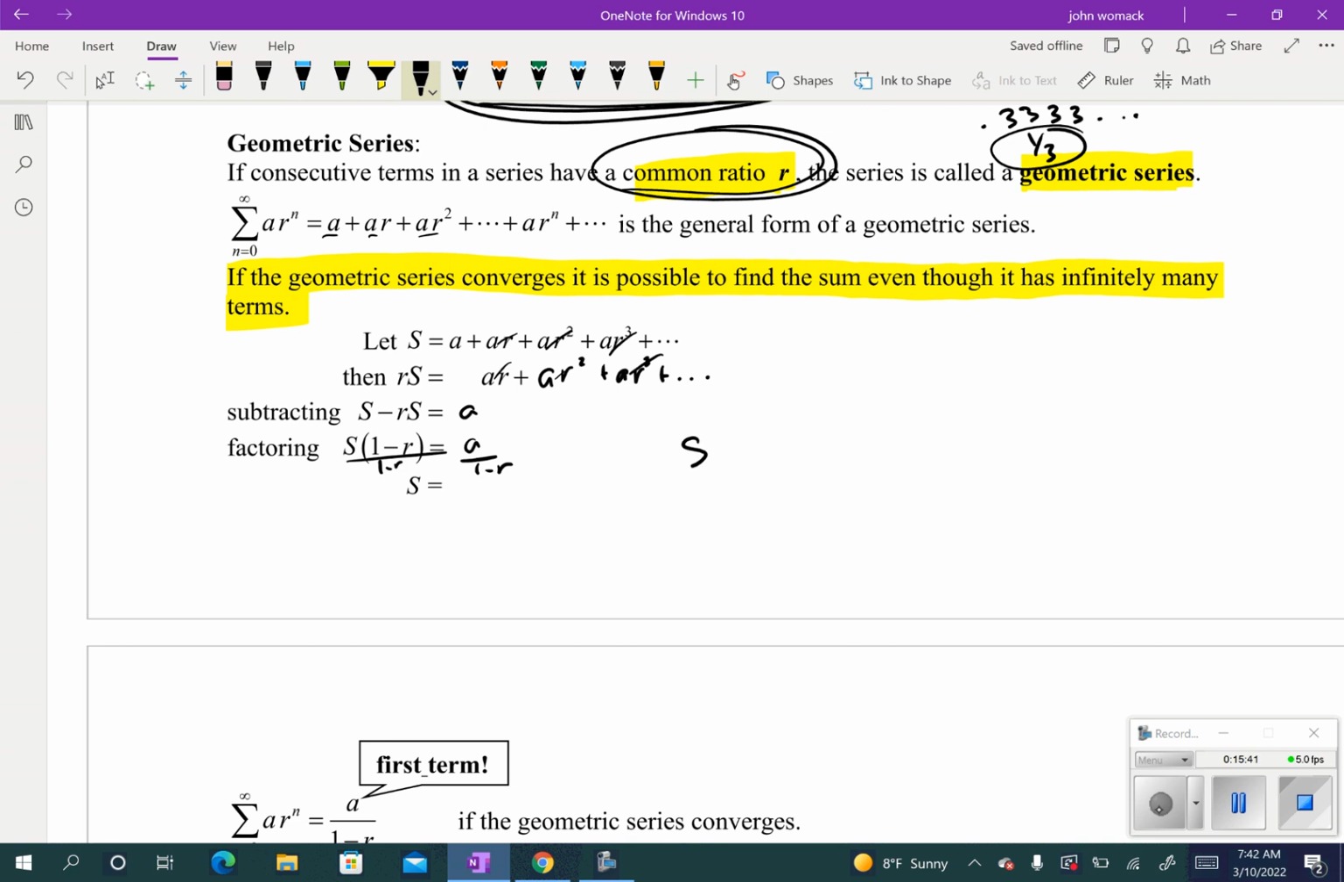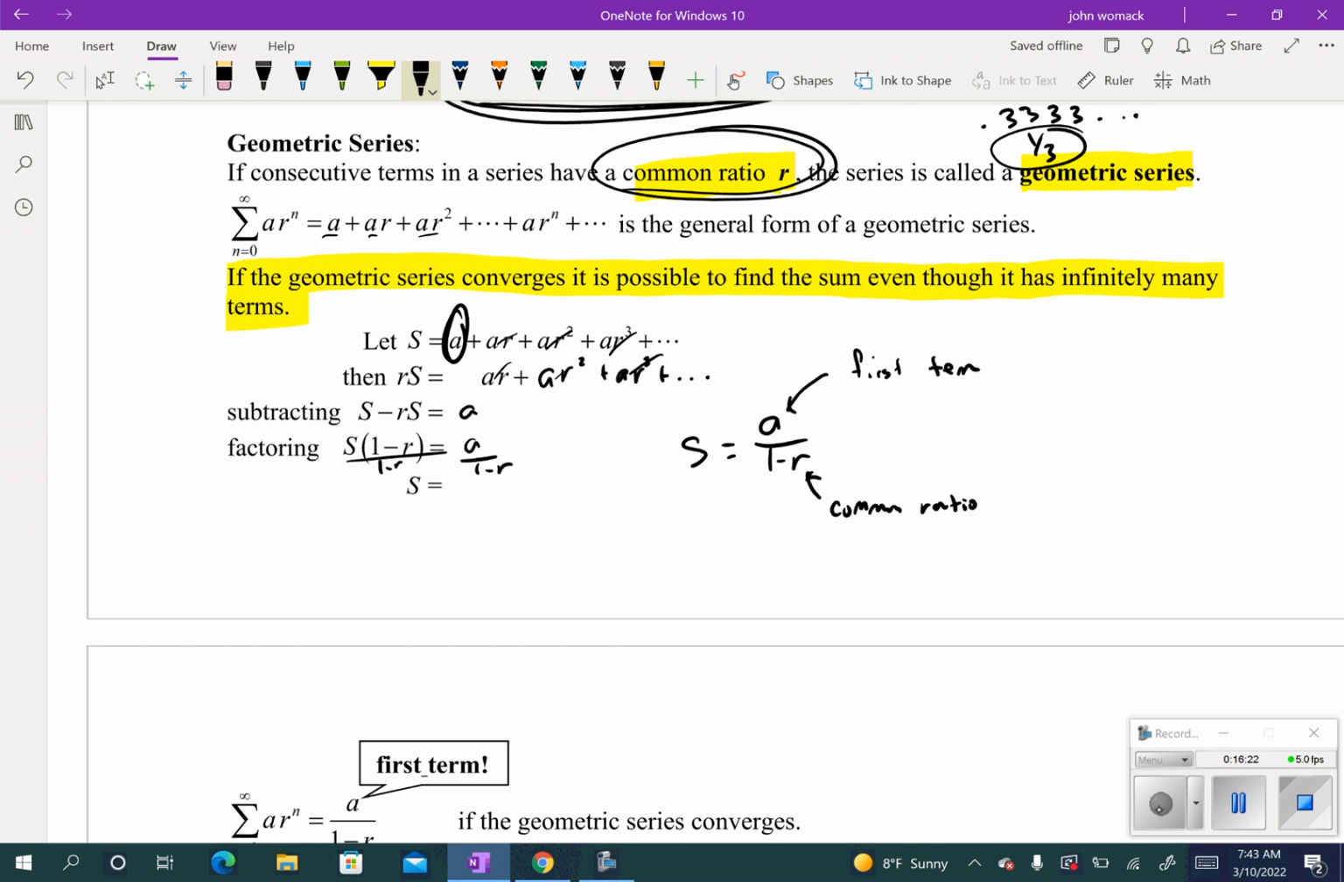So the formula is this. If you're finding the sum, this only works for converging geometric series. If it's a converging geometric series, I just take the first term A and divide it by 1 minus the common ratio. Make sure you label this, it's really important: A is the first term, and R is the common ratio. You have to know those two things. If you know those two things, then you can find the sum of this infinite geometric series.